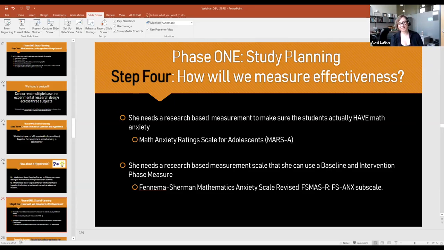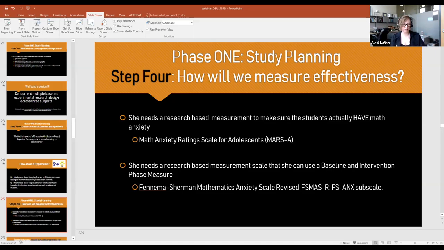So there is one out there, the MARS-A. And then she said, well, now I need a research-based measurement that I can use as a baseline, intervention, and then looking at measuring throughout my phases. So the MARS-A was like a 200 and something question questionnaire measurement. And so that would be unrealistic in the real world.